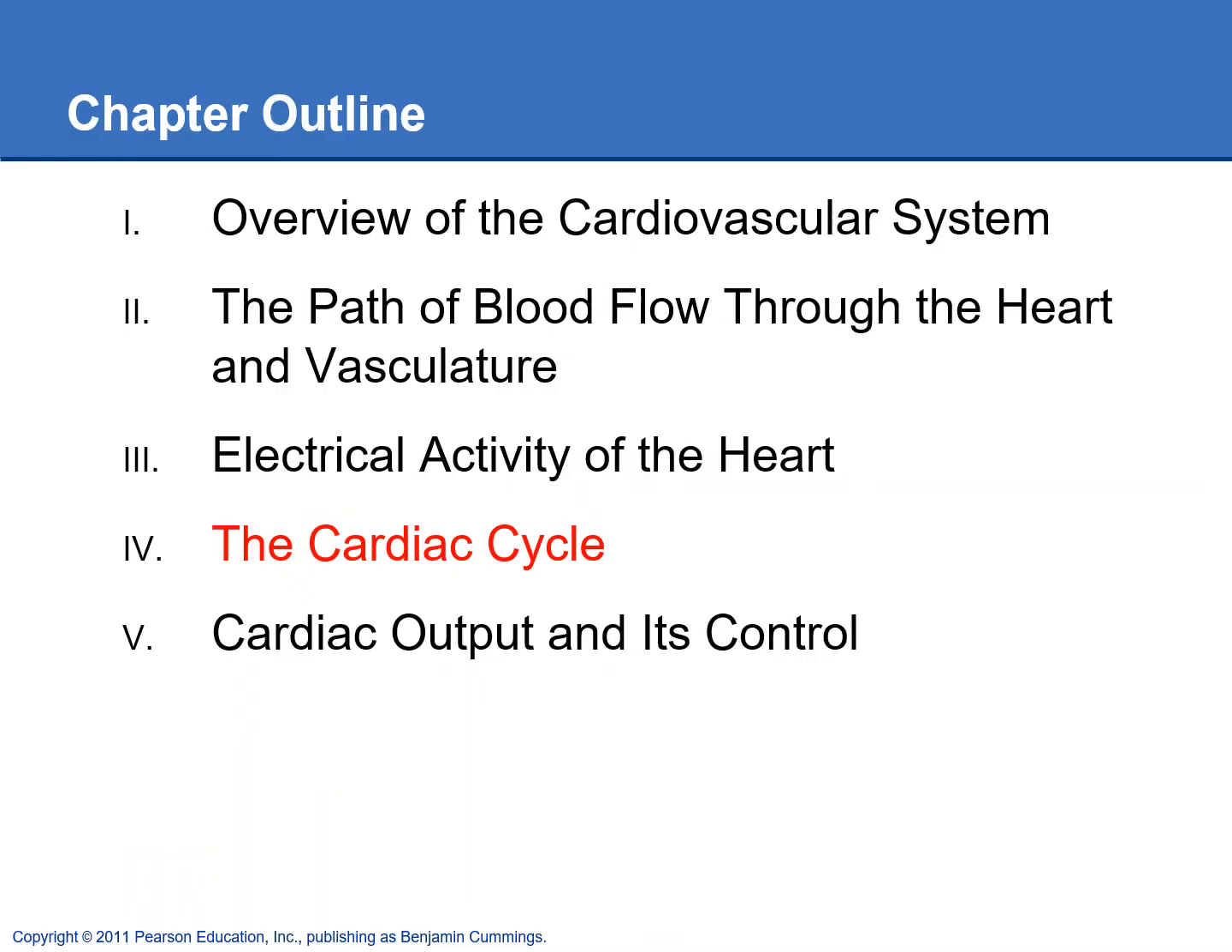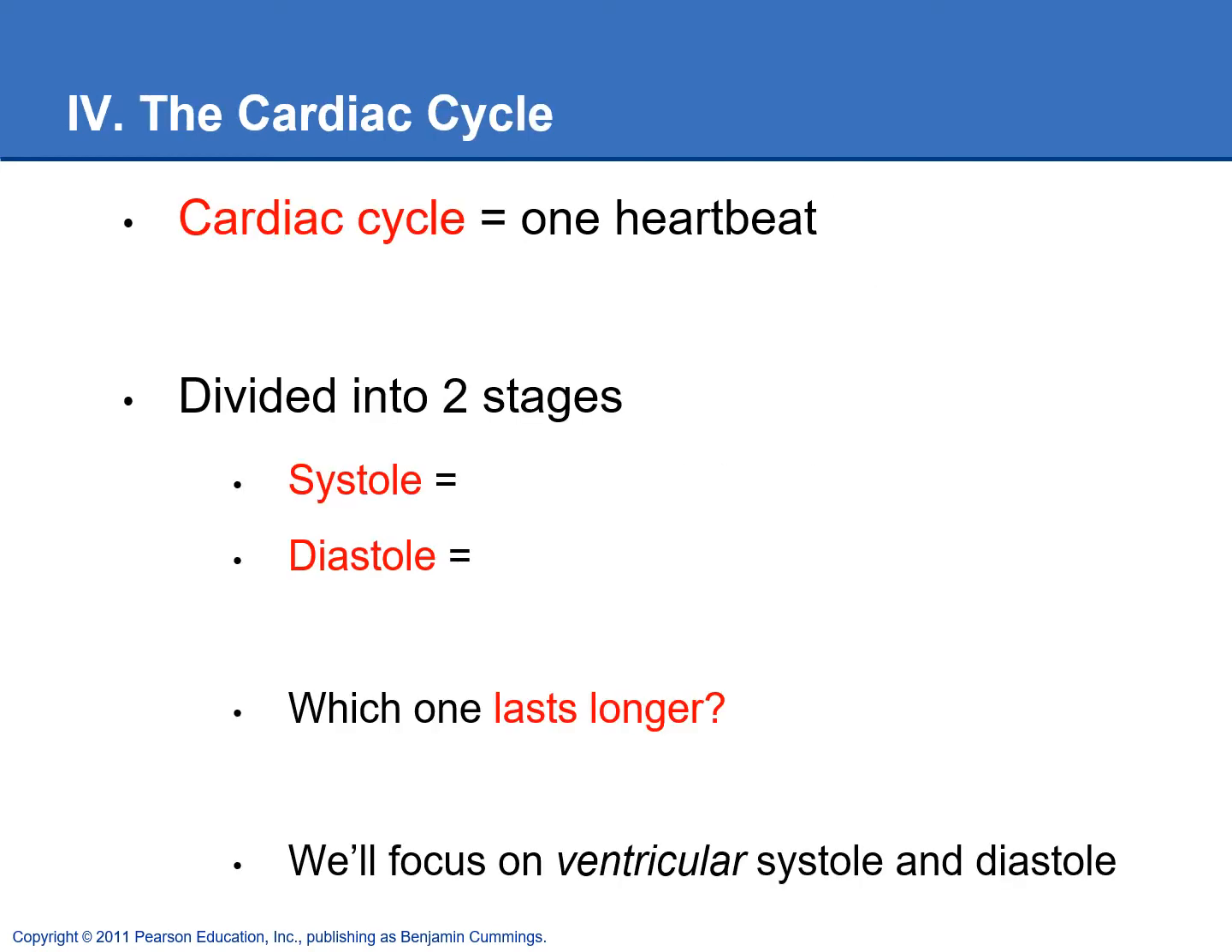We're going to cover the cardiac cycle in this lecture. The cardiac cycle is what happens in one heartbeat, and it's going to be divided into two stages. We have systole and diastole. Systole means contraction, and diastole means relaxation.